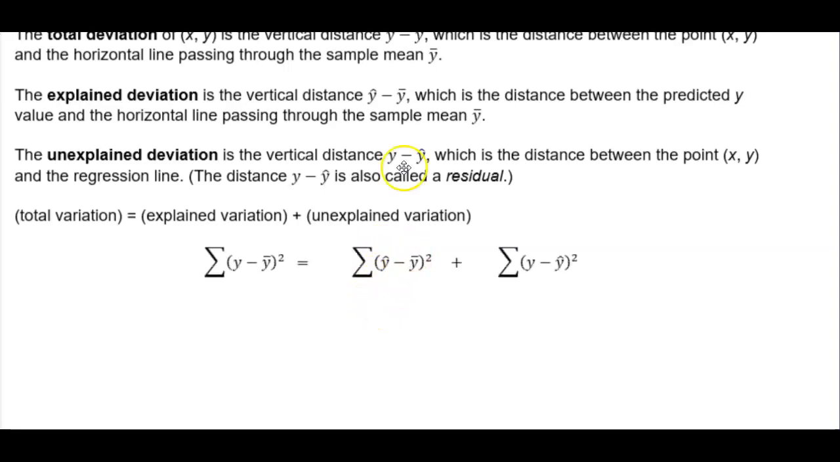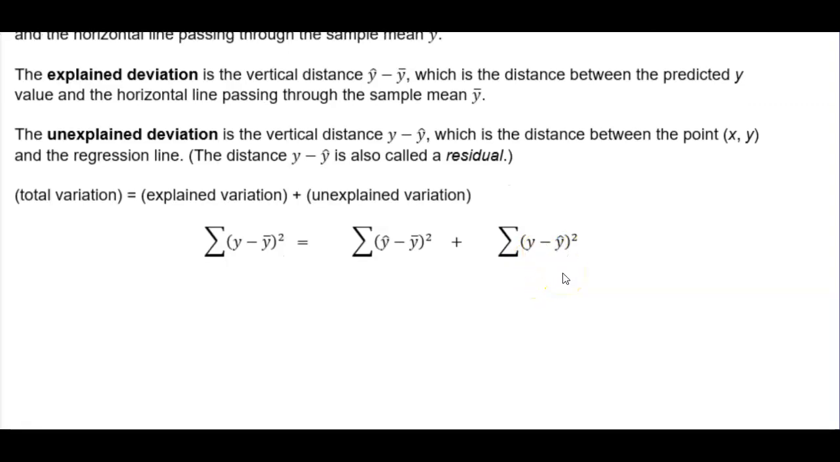Now, if we had a bunch of data values, we would want to find the total variation, which is the sum of all the y minus the mean values squared. That equals the sum of the predicted y value minus the mean of the y values squared, plus the sum of the value of y minus the predicted value of y squared.